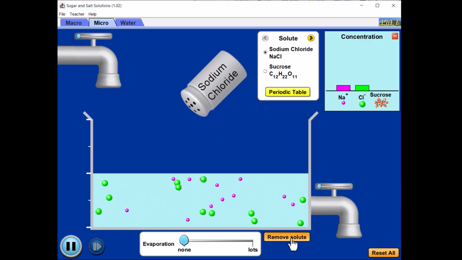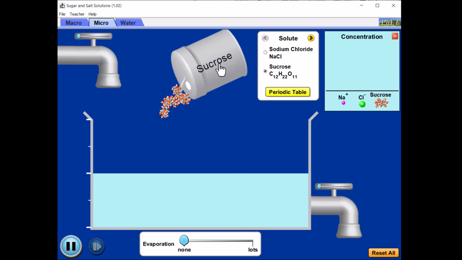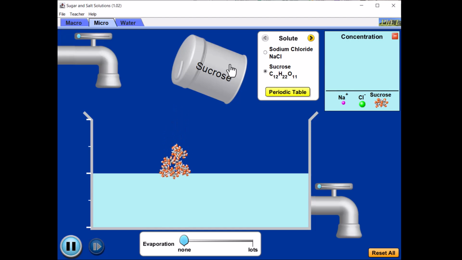Okay, so we'll remove the solute there. Let's switch this over to sugar. And we'll add in some sugar crystals. And let's see what's different in this case. What do you notice that's different when we added the sugar versus the sodium chloride?